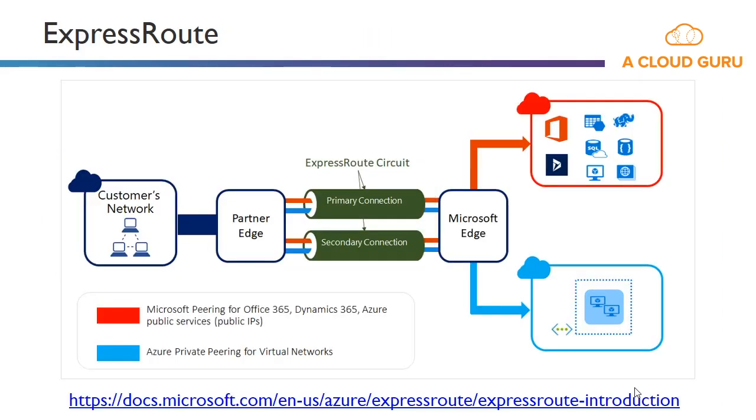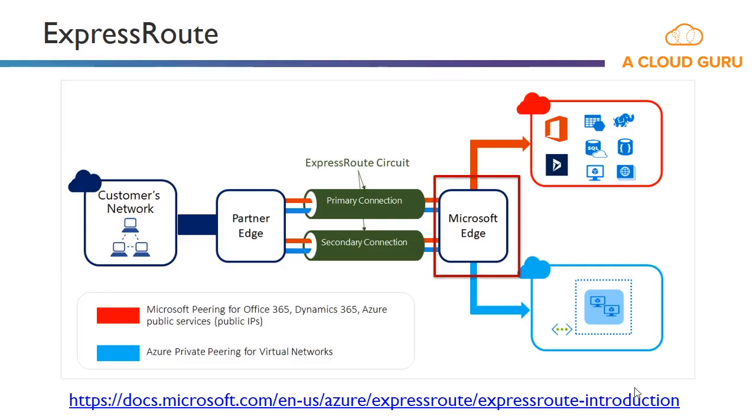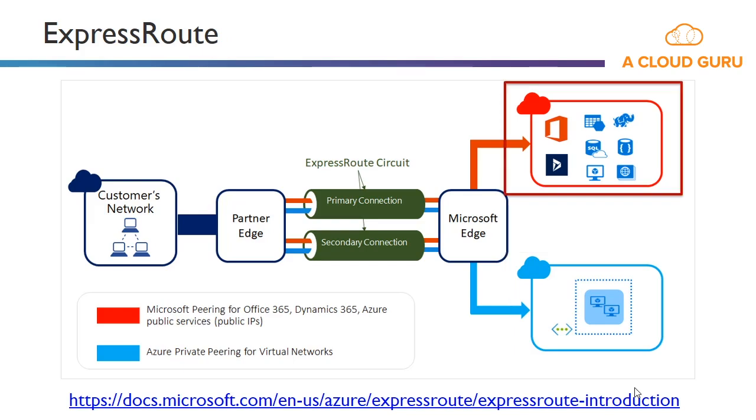Now, if we want something a little bit more dedicated, a little bit more private, better guaranteed throughput, we can move up to something like ExpressRoute. And this essentially is a dedicated circuit between us and Microsoft Azure, and it works in a number of steps. So first of all, we have our network on the left-hand side. We're going to choose a partner to work with who's going to provide that connection all the way across to the Microsoft Edge. And then we have the flexibility of looking at the private services or the public services available to us in Azure. And that's really important.